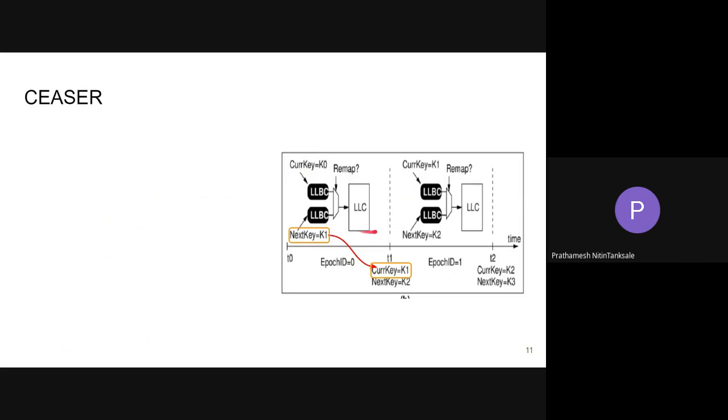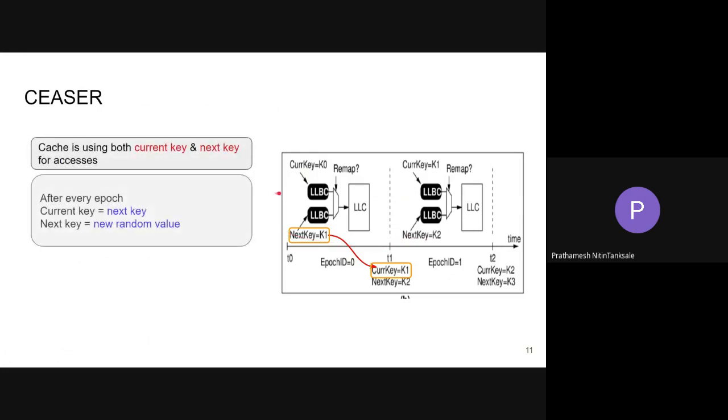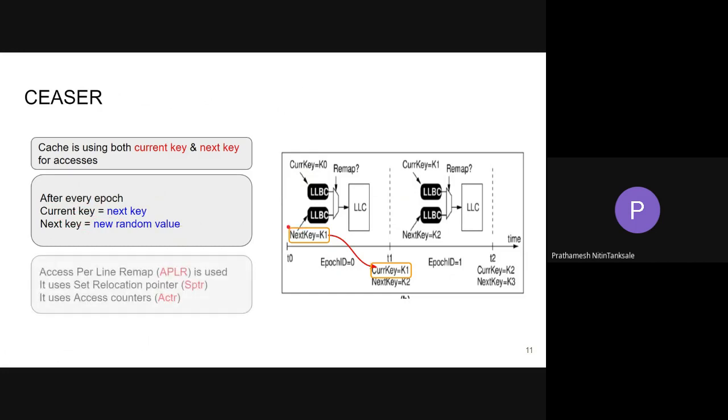Let me explain why they are trying to implement this in such a way. They are using both keys. After every epoch, the values are changed. And here comes the crucial implementation detail of the paper, right? They maintain an access-per-line remap. This is their policy, right? To implement this policy, they use a set relocation pointer just to know which particular sets have been remapped, and it uses an access counter.